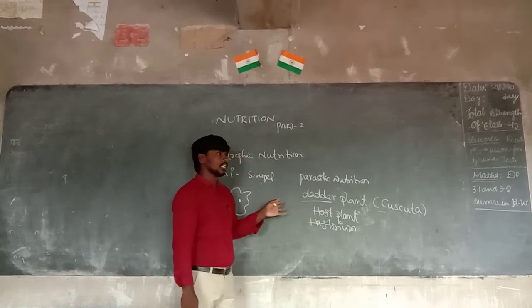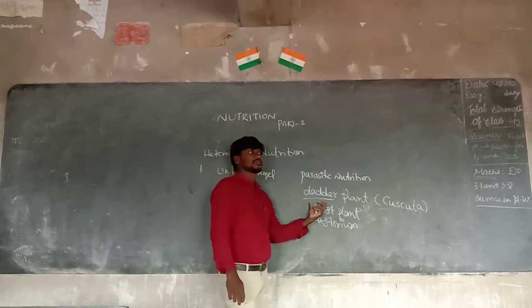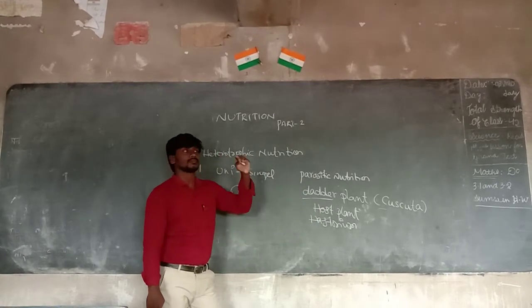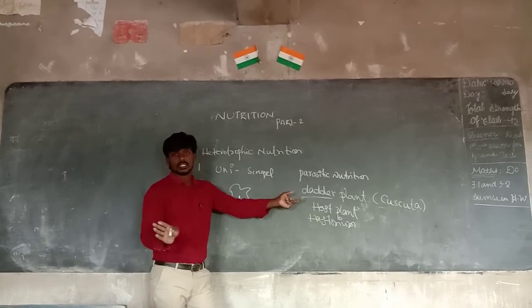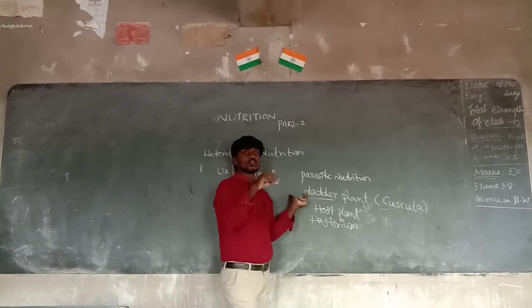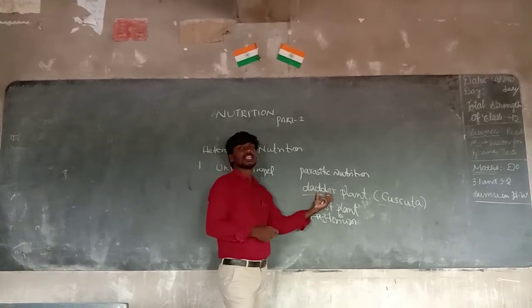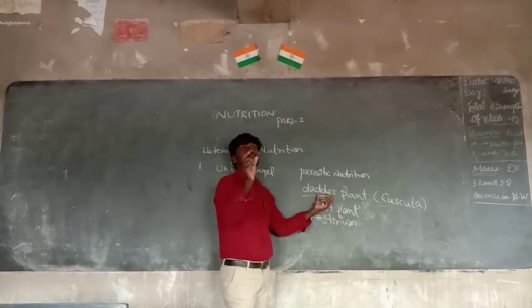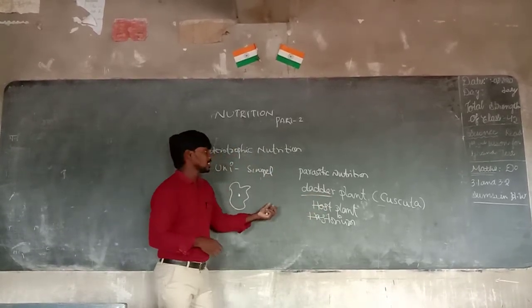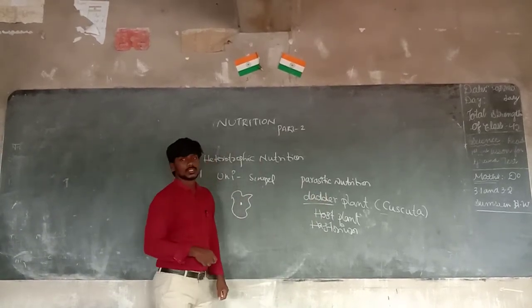They have no leaves, or only very small leaves. That's why they depend on other plants. This plant cannot make its own food by photosynthesis. Why? Because they have only small leaves, and they have no chloroplast. Okay, so that is parasitic nutrition in the dodder plant, that is called Cuscuta.